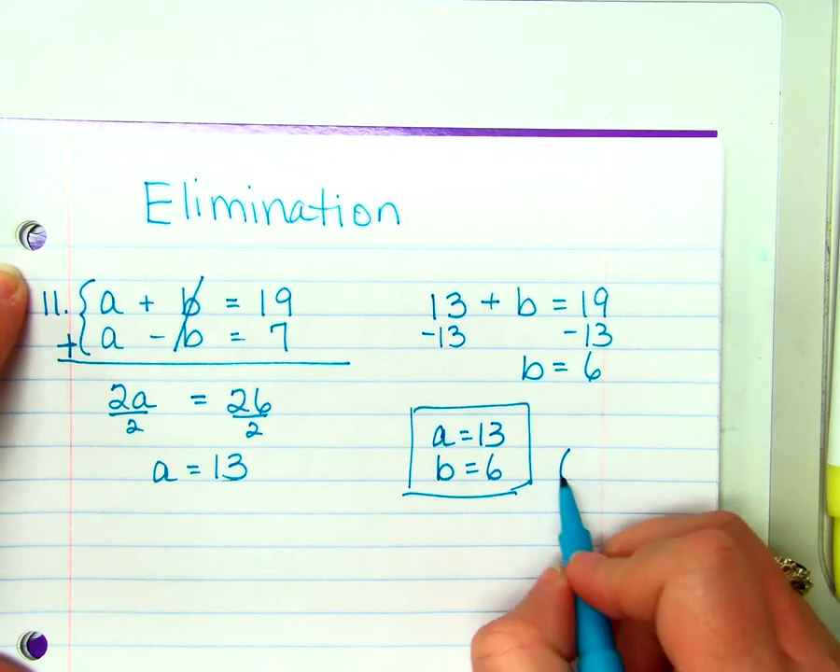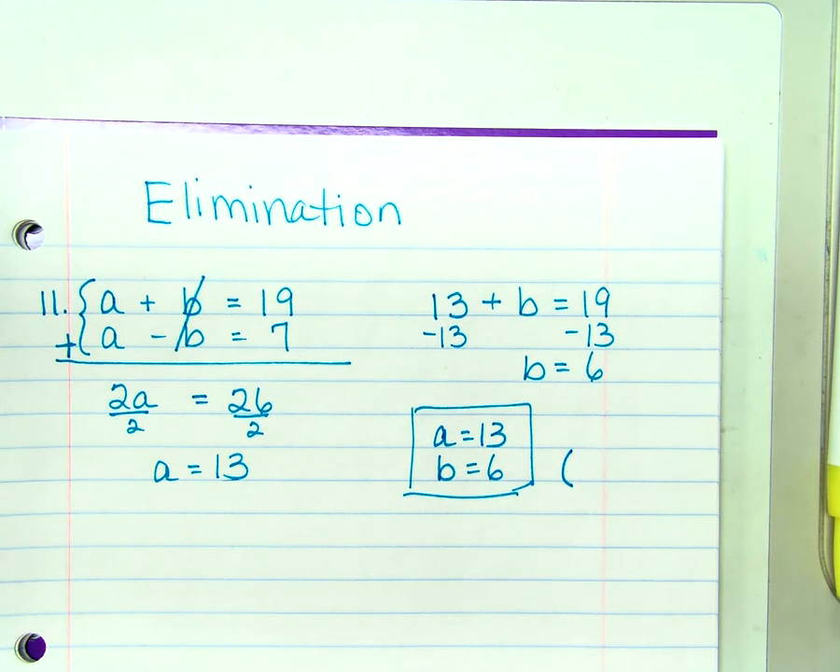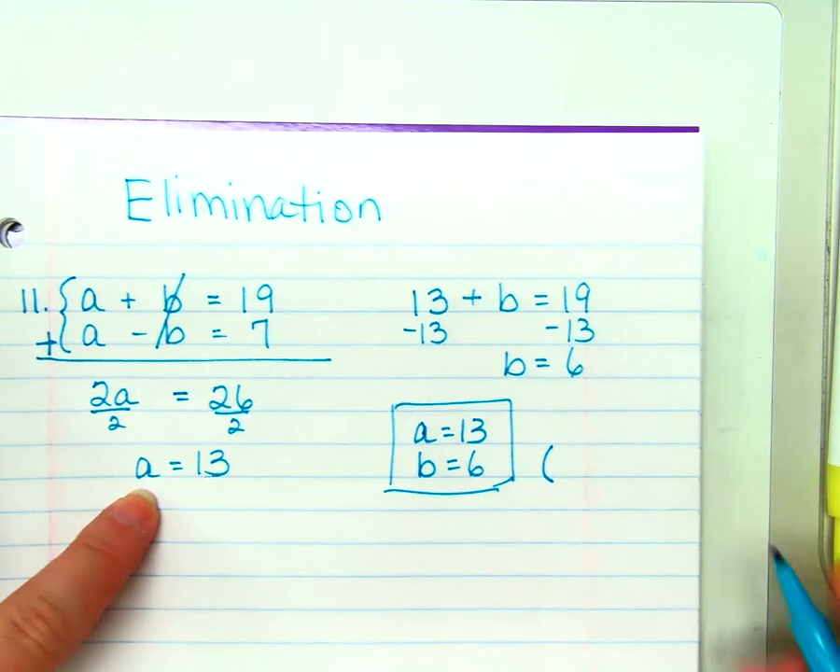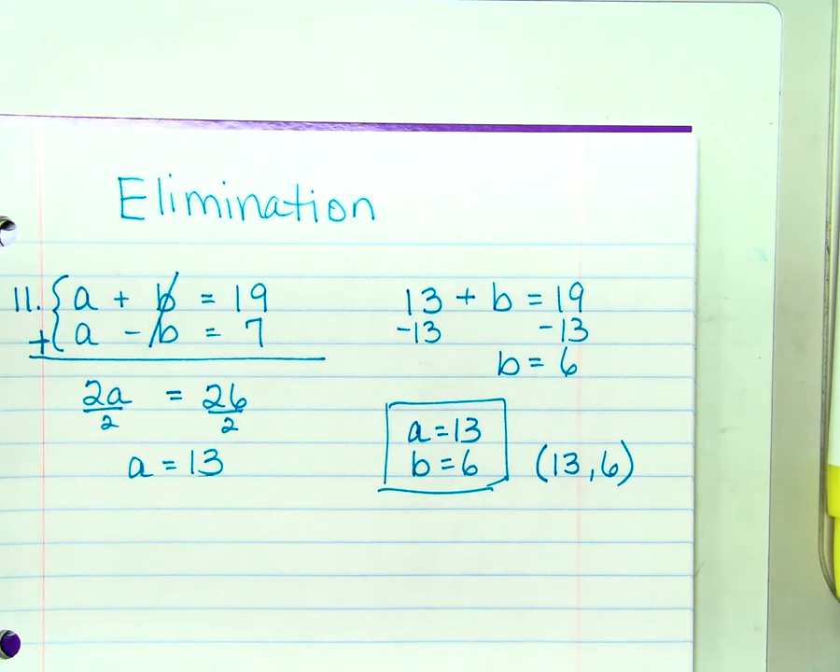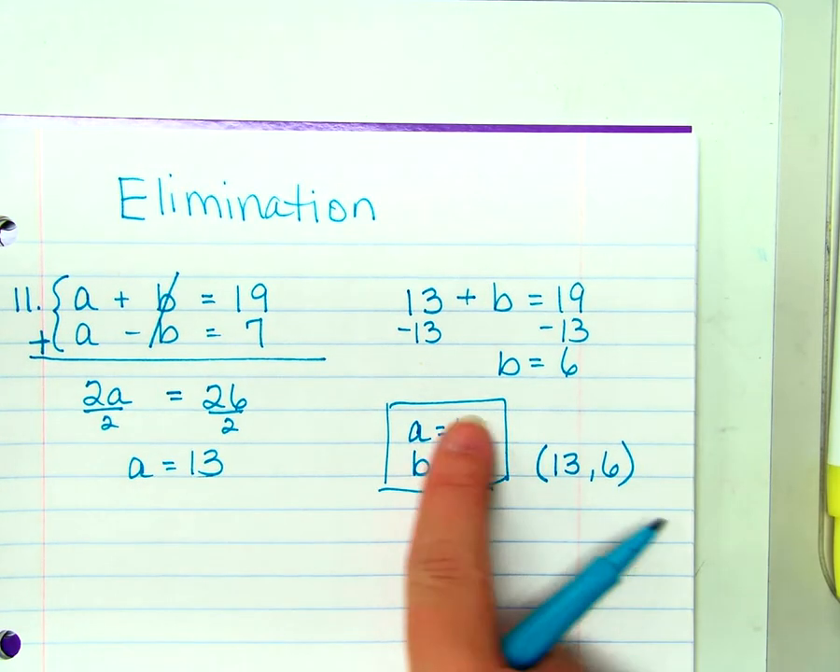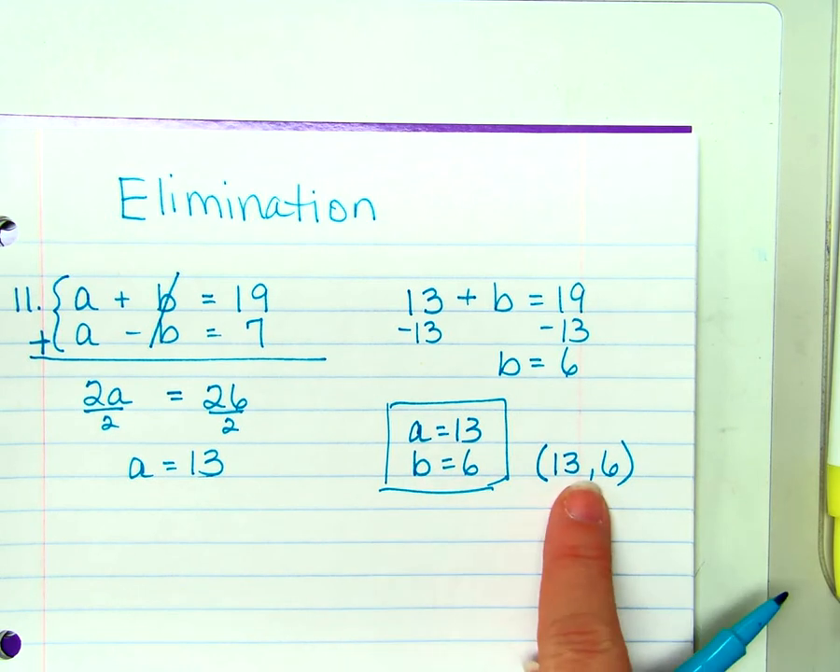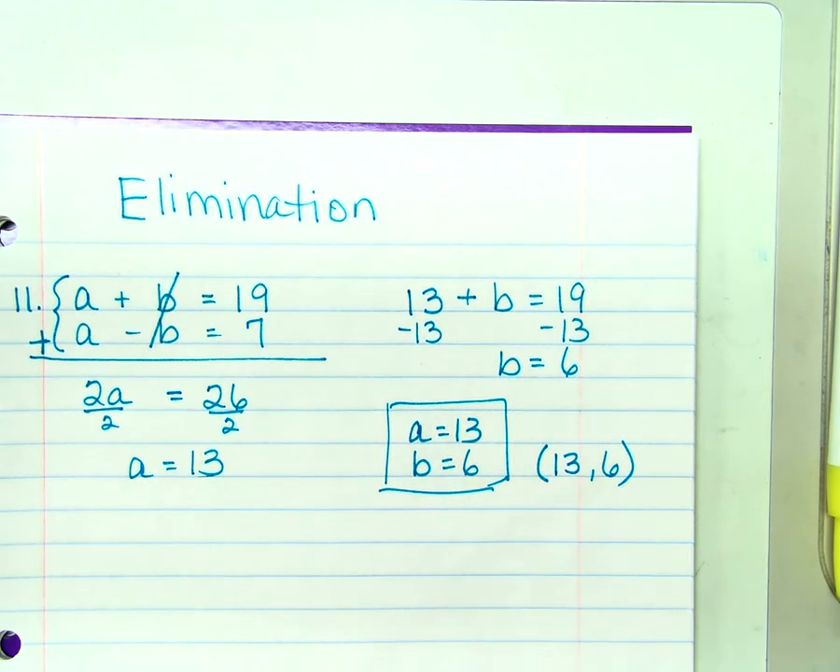Or we can decide, since x and y are in an ordered pair alphabetically, whatever two letters we choose, we can put in an ordered pair alphabetically. It doesn't matter. This is probably easier for a and b. This is probably easier for x and y because that's what we're used to.